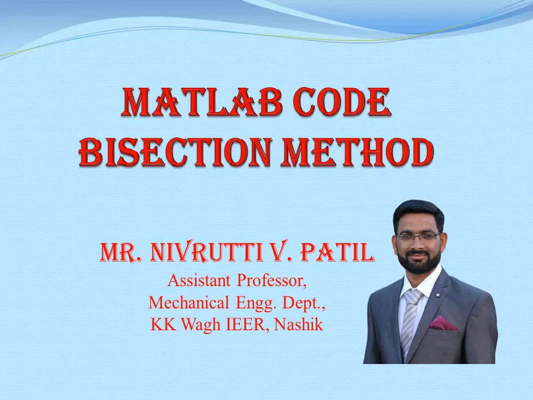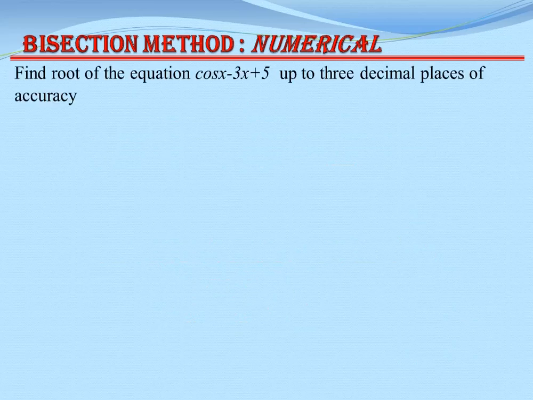In this video we are going to see the MATLAB code used for the bisection method to get the solution of the equation. Bisection method is a bracketing method, so we use two initial guesses to get the solution. Let's consider the numerical. We need to find the root of the equation cos x minus 3x plus 5 up to 3 decimal places of accuracy.